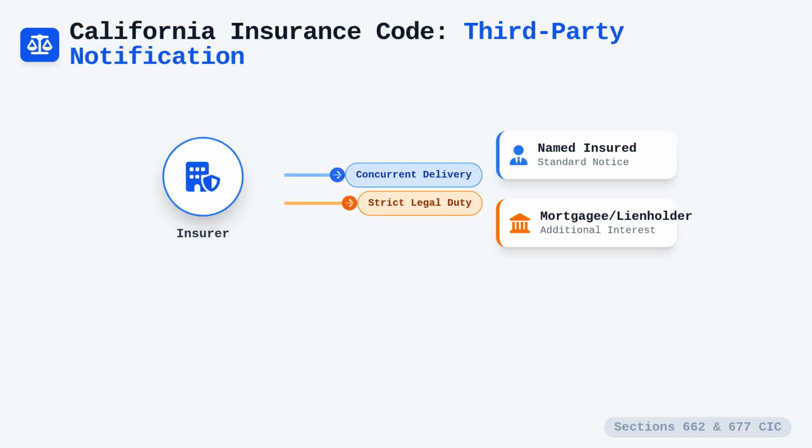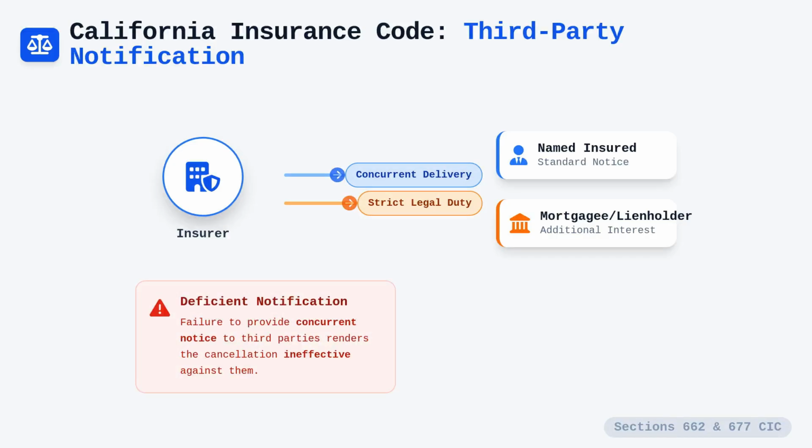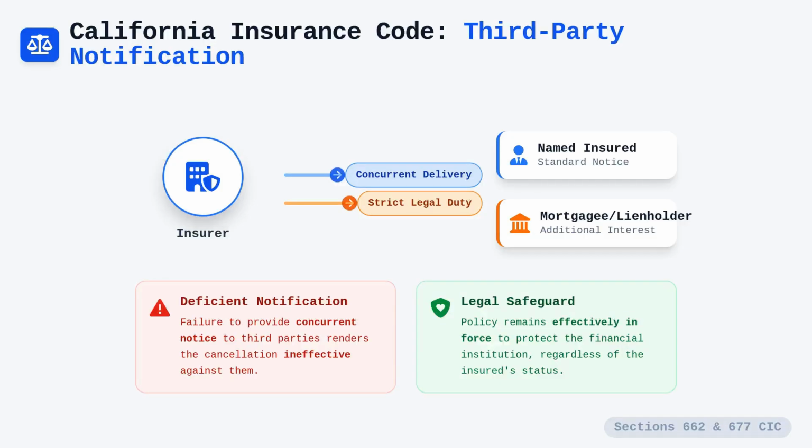This parallel timeline ensures that a bank or lending institution is never left in the dark while a policy counts down toward termination. If an insurer satisfies the notification requirement for the insured but fails to send the concurrent notice to the listed lien holder, the cancellation is legally deficient regarding that third party. The policy will effectively remain in force to protect the financial institution's interest, even if the insured's coverage has successfully terminated.